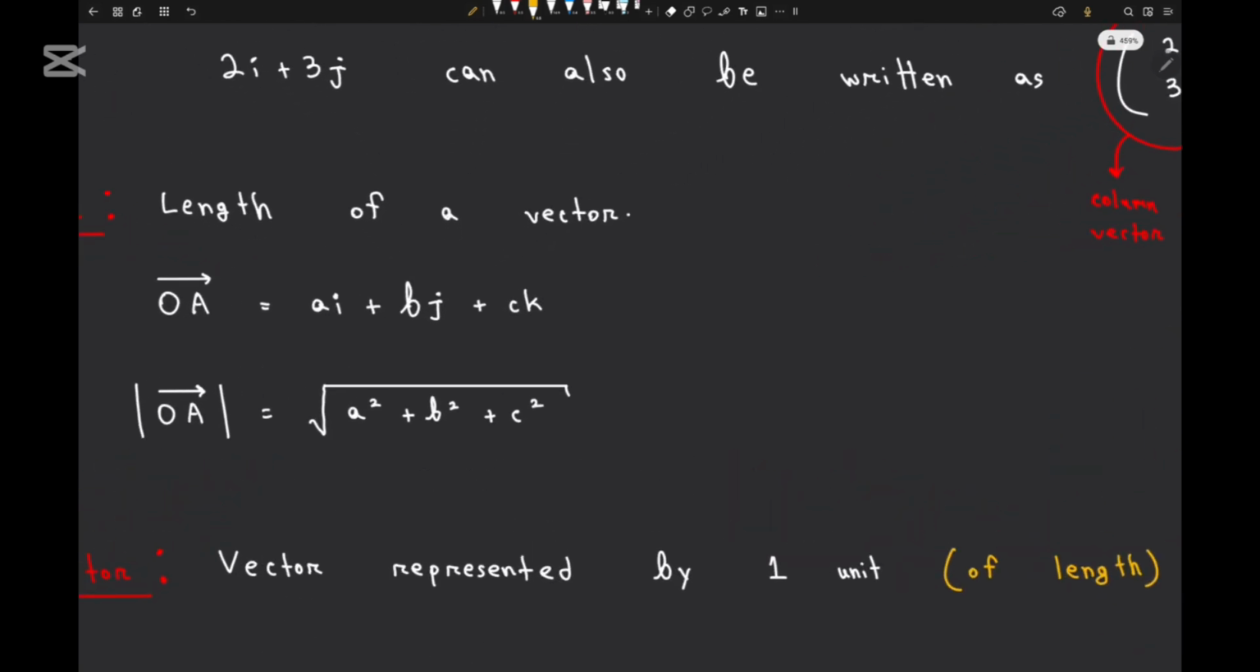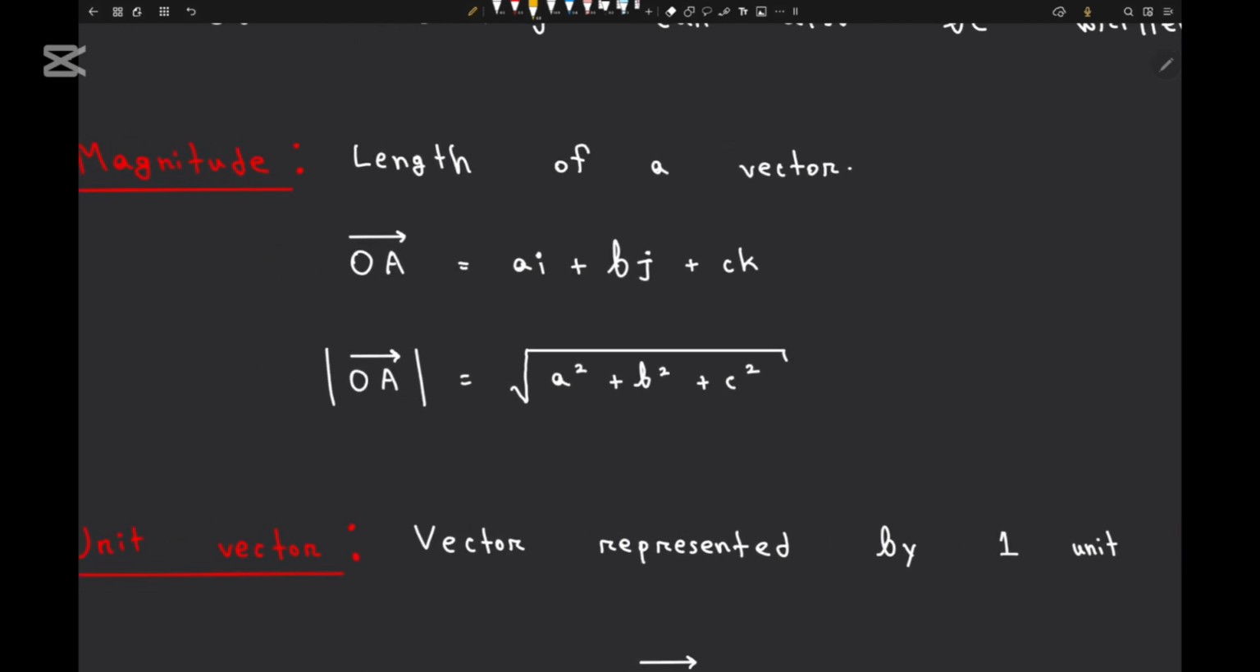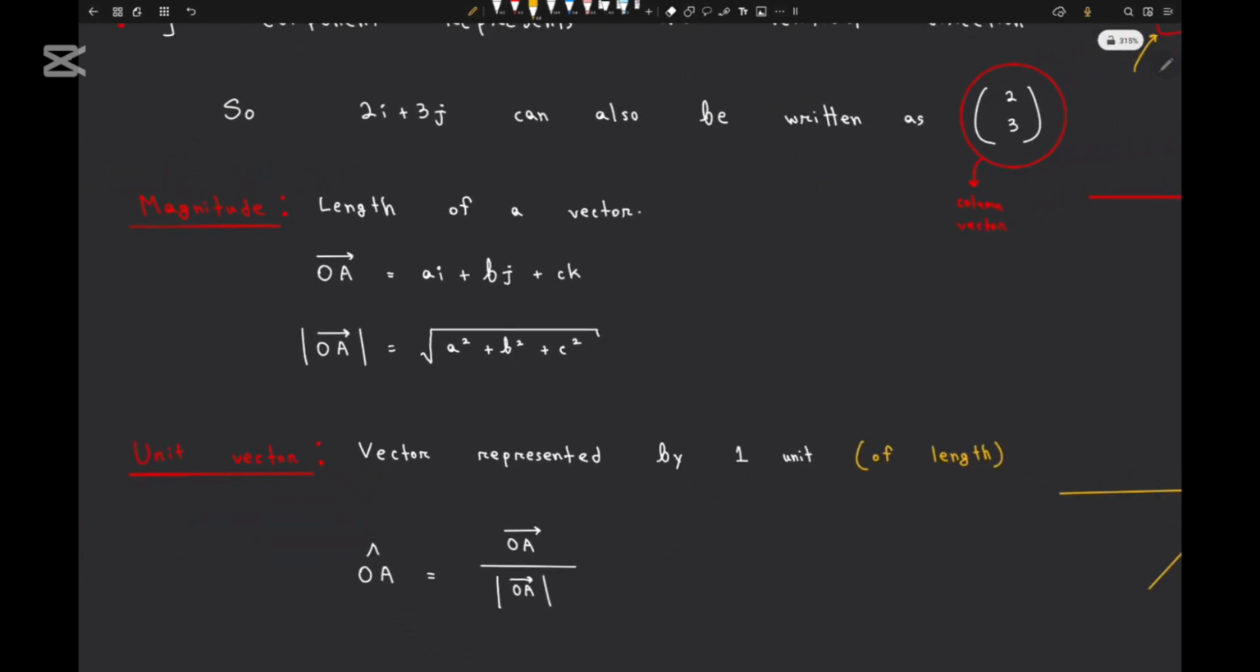Basically a 3D vector format looks something like this: ai plus bj plus ck. If you want to find out the length of this vector, it will be root over a square plus b square plus c square. So this is how you find out the magnitude of a vector.